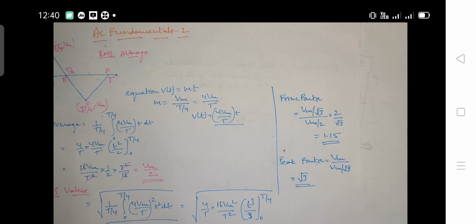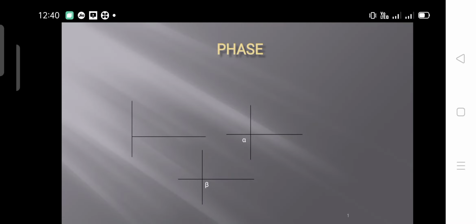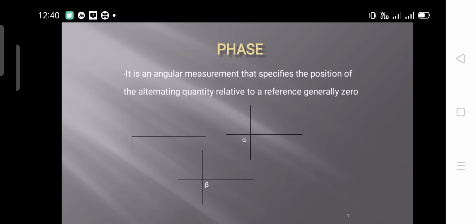So next, we shall go through a PowerPoint presentation which is going to explain clearly the phase and phase difference of alternating quantities. Let us move on to the PowerPoint. Let me explain the phase of an alternating quantity here. Generally, the phase of an alternating quantity is the angular measure that specifies the position of the alternating quantity with respect to a reference. Generally, 0 is considered as the reference.